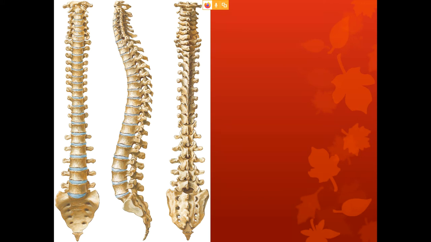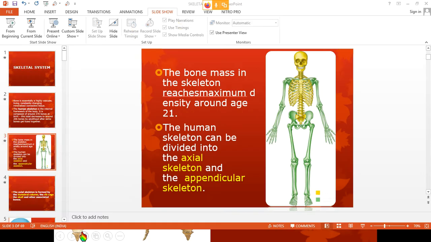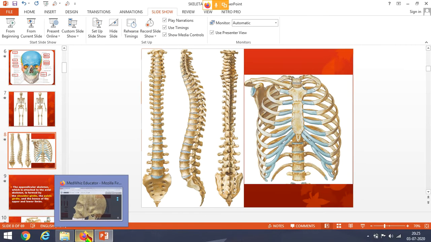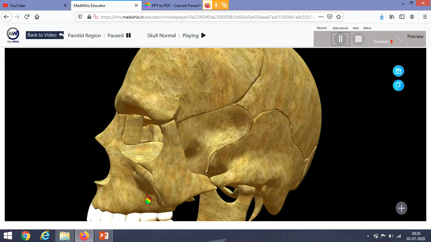Below this, we can identify the thoracic region, consisting of 12 bones. Then in the lumbar region, we can identify 5 bones. Below this is the sacrum, 5 bones that fuse with each other and appear like one bone. Below the sacrum, we can identify the coccyx, 4 bones that meet with each other and form one bone. Okay, so that is about the vertebral column.